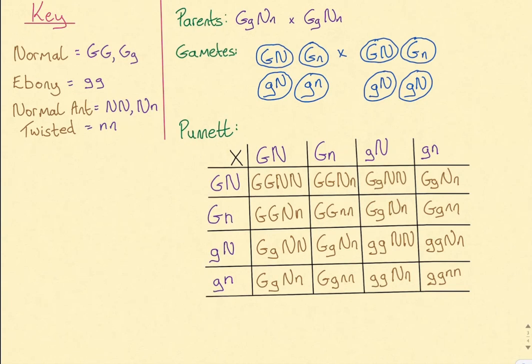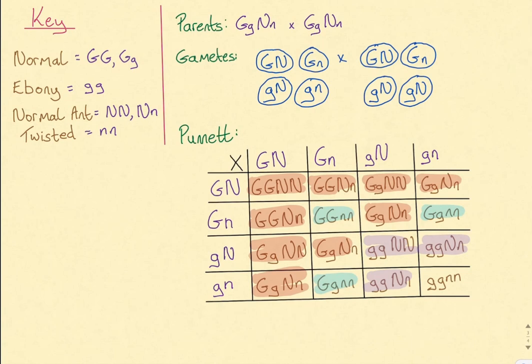Step 5. Highlight any genotypes with at least one capital G and one capital N. Next, highlight any genotypes with at least one capital G and all lowercase n's. Now highlight lowercase g's with at least one uppercase N. Finally, highlight the single homozygous recessive for both traits.